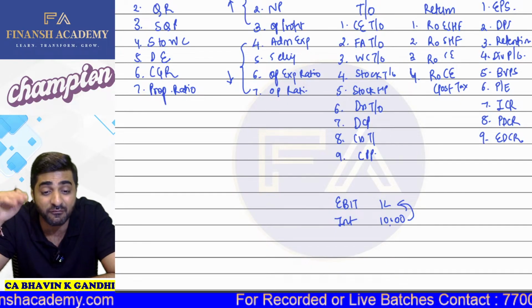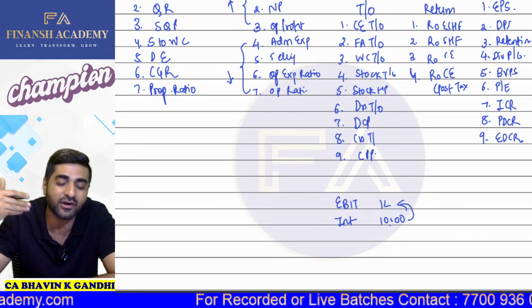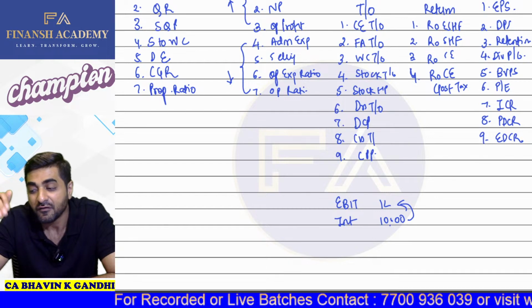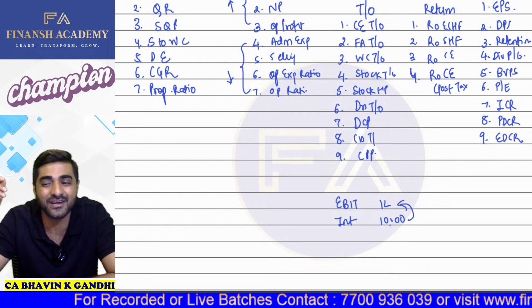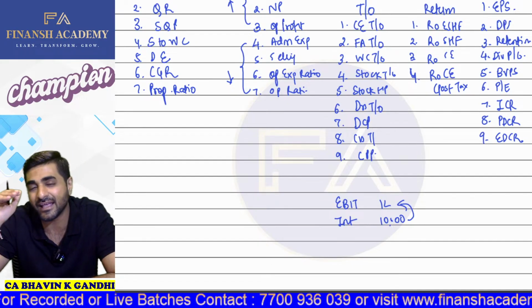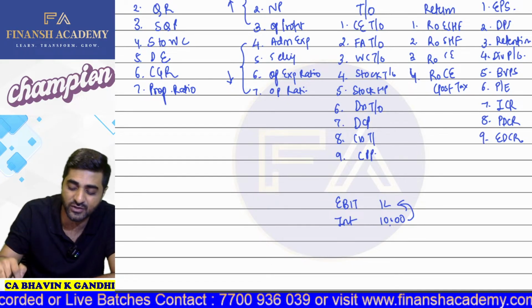So the interest coverage ratio is EBIT upon interest. For the preference dividend coverage ratio, from where do we pay that? We always pay that from NPAT, so we take NPAT and divide it by preference dividend. For the equity dividend coverage ratio, we take the net profits available for equity shareholders and divide that by equity dividend. So all these ratios we had covered.